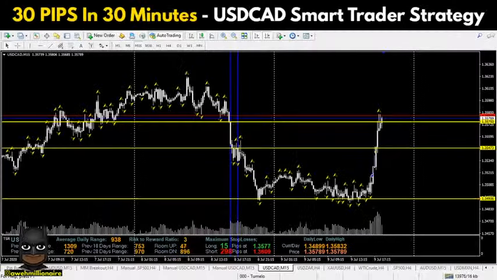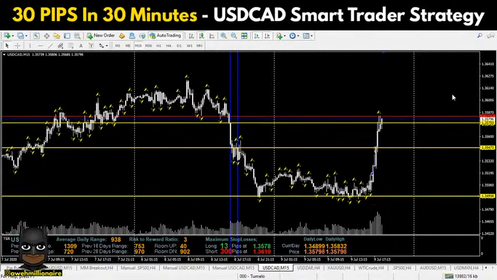So, pretty simple. We have an easy buy opportunity on CAD here, and this strategy is very clear and simple. It's all about trading with the banks, trading with the smart money, and following the smart money.